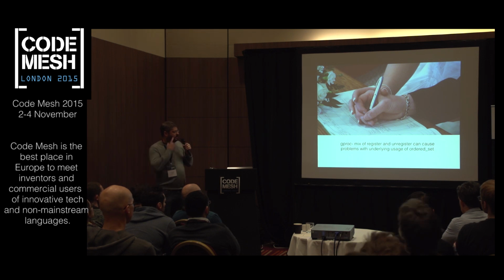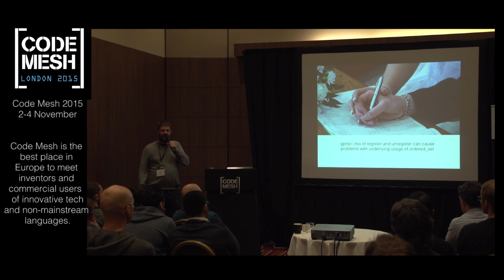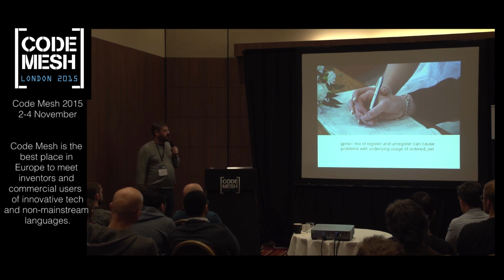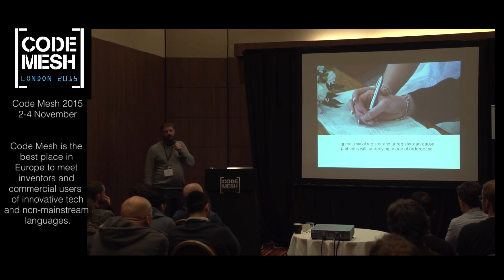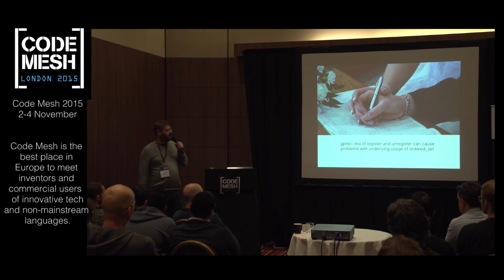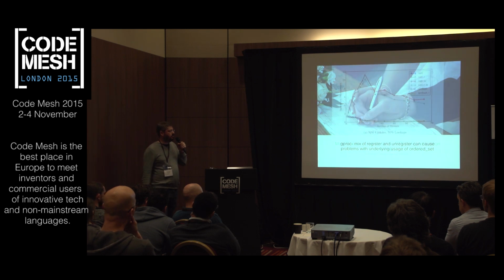Another issue that we had, and we love gproc. Gproc's great. You can register things, and it doesn't have to be an atom, which is important if you've got 250,000 of them to register. We use gproc a lot. Unfortunately, the underlying implementation of gproc uses ordered set. And the combination of register and unregister in gproc can also cause problems.